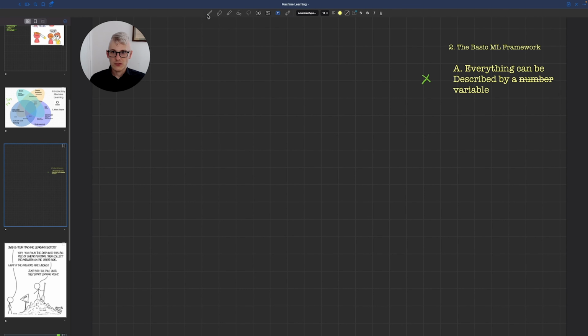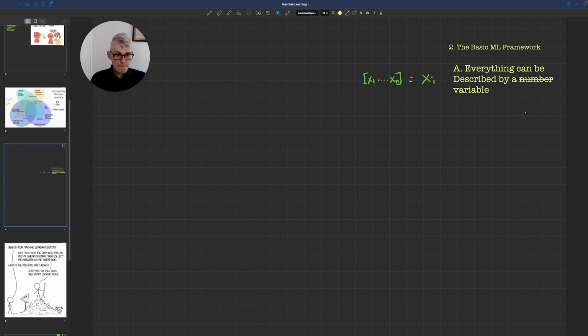And x could be something like this. x is a list of numbers. So everything can be described by a number.